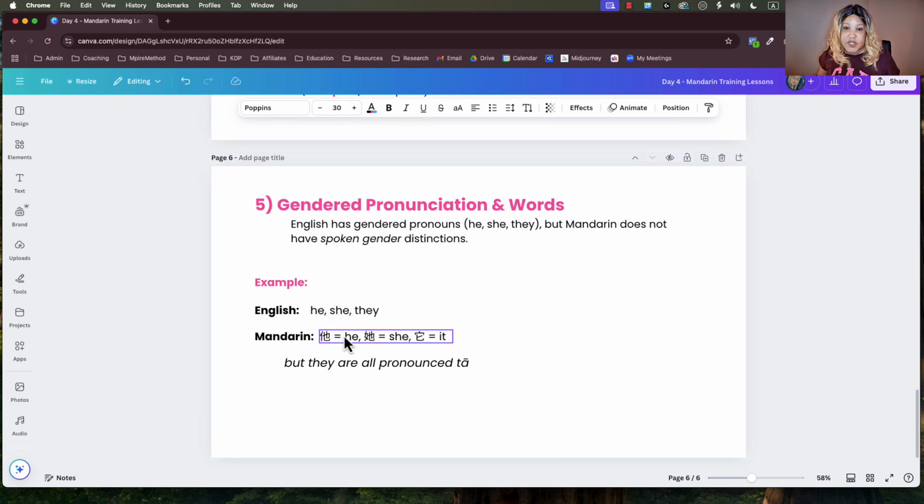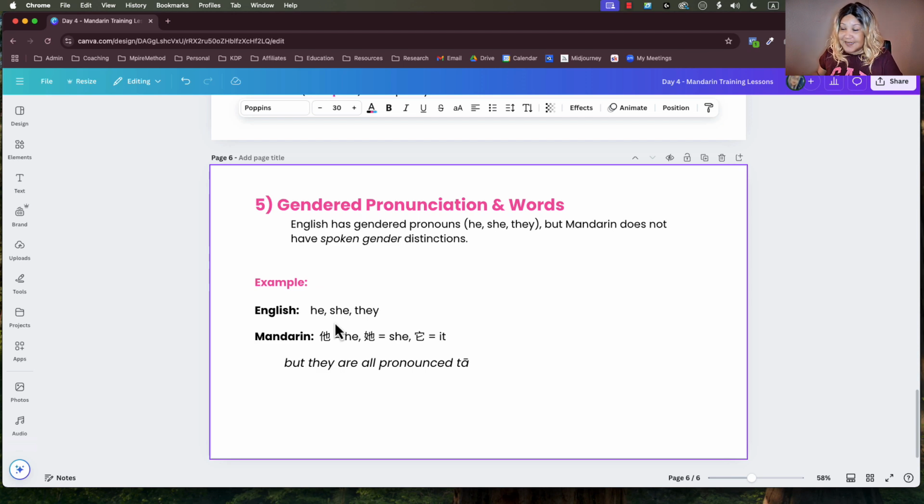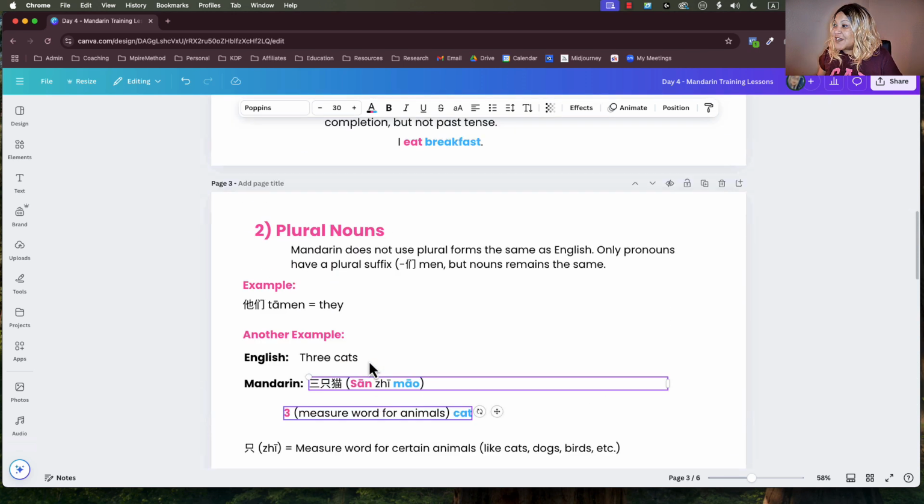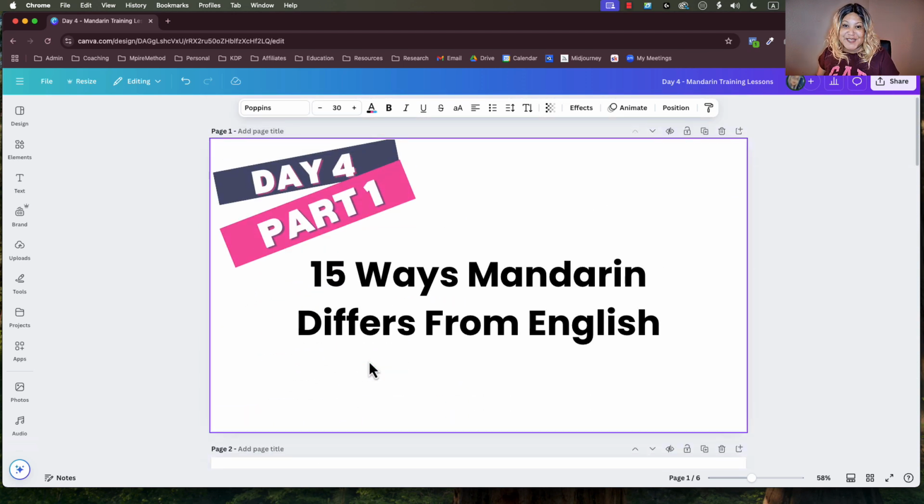And then the genders. We know he and she is ta. He, she, it, all ta. No matter what, it's ta. The symbol is different, but it's pronounced ta. So when we speak it, it's always ta. All right, so we good with all 5 of those. I'll see you in day 5.